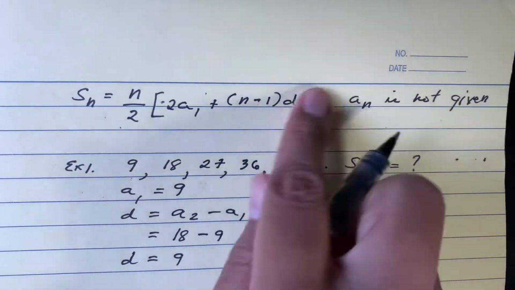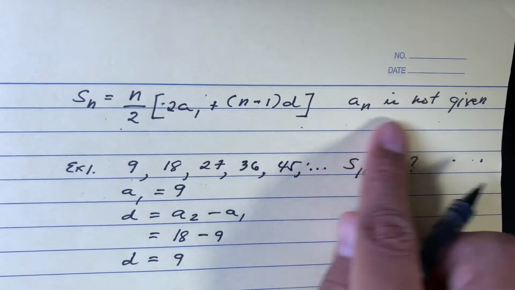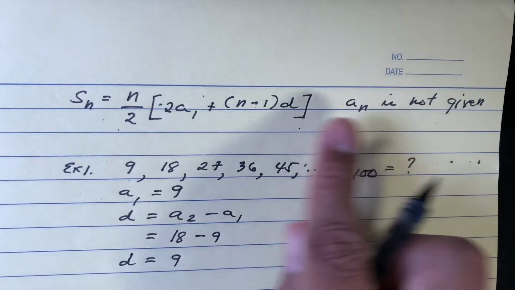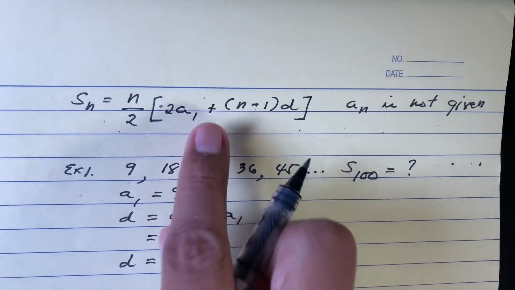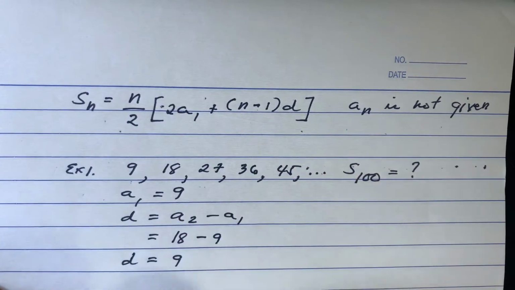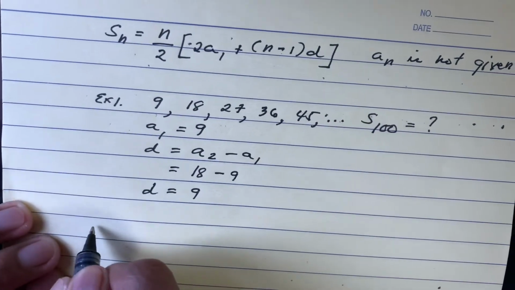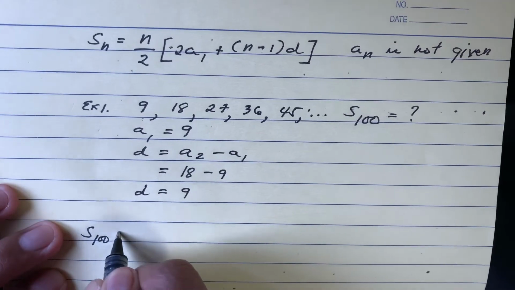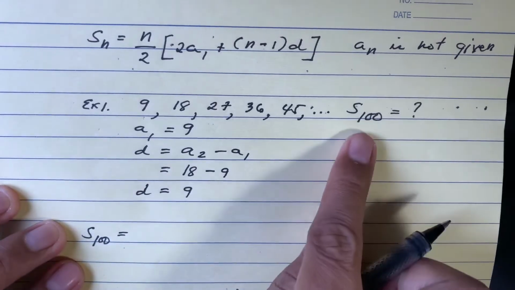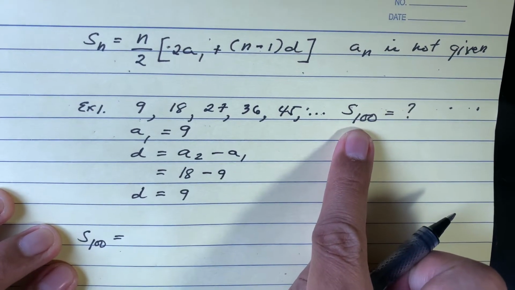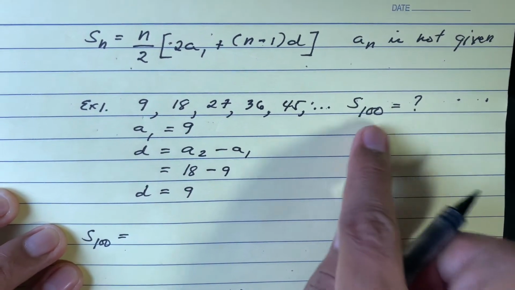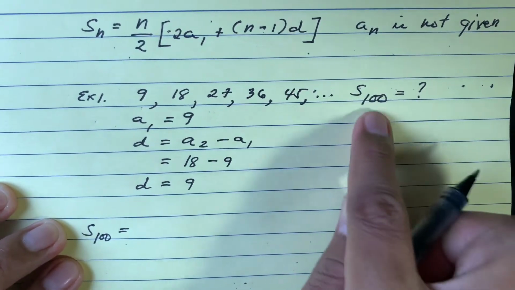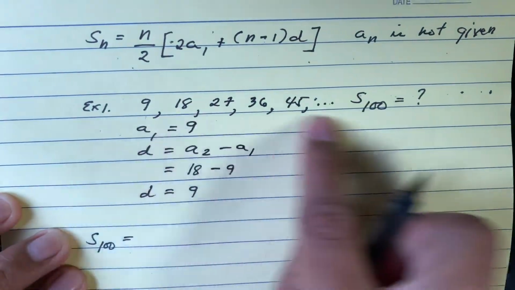So here, let's go back. If a sub n is not given, what should we use? Of course, we'll be using this formula. Now let us solve. The series of this arithmetic sequence would be S sub 100 because we are looking for the sum of the first 100 terms of this arithmetic sequence.